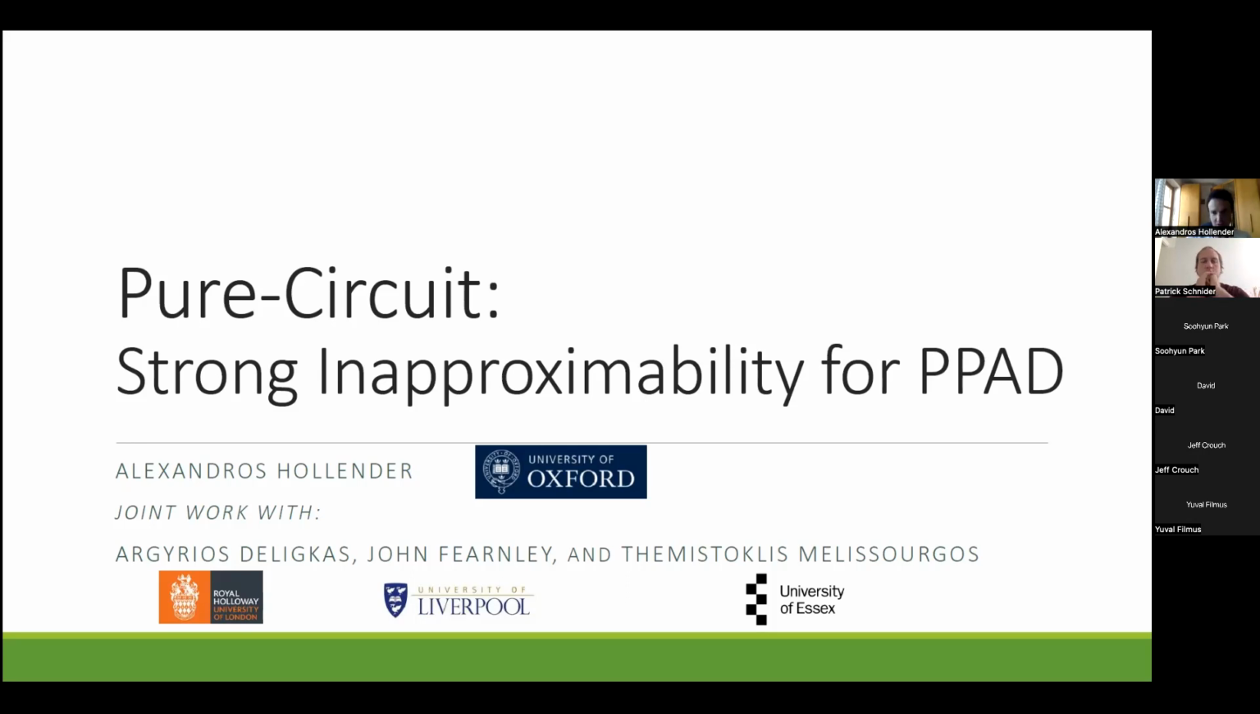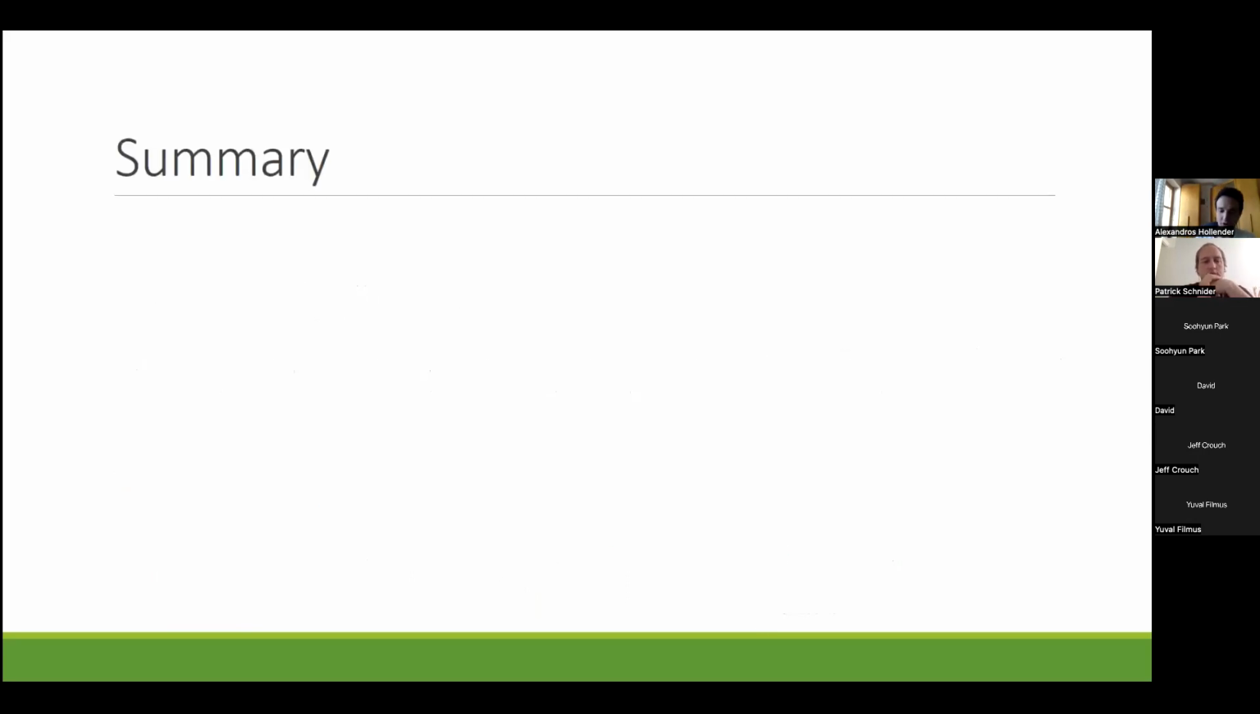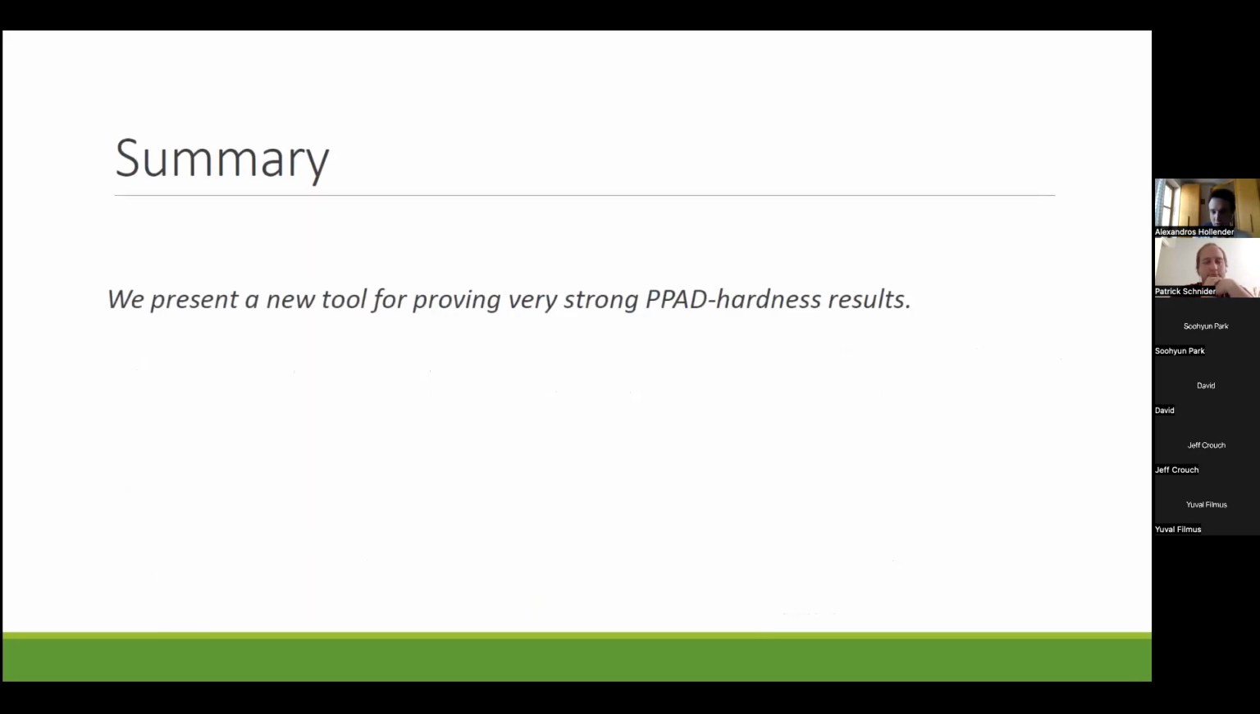Let me just try to summarize the contribution in one sentence: in this work, we present a new tool for proving very strong PPAD hardness results. Now, if this sentence doesn't quite make sense right now, that's normal. I haven't defined some of the things, and hopefully by the end of this talk, this sentence will make more sense. In particular, what is PPAD? What is a very strong hardness result?